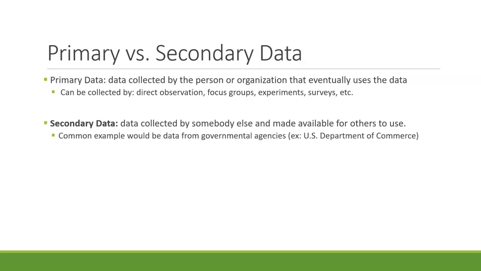Then we have secondary data. This is when it's collected by someone else. A big example of this is when the government collects information and then a bunch of other people and organizations and companies use that information. So for example, the US Department of Commerce will collect data and then everyone else is allowed to see and use that data. So that would be secondary data for them.